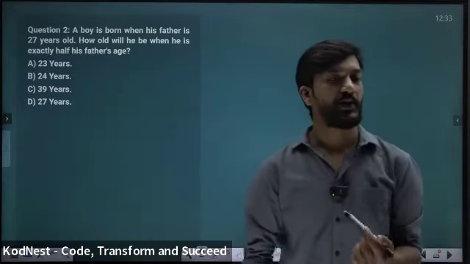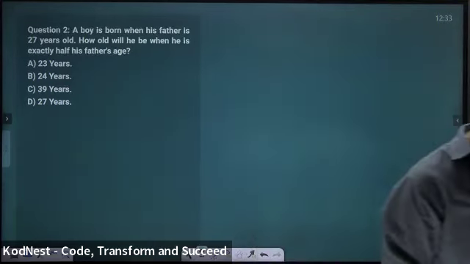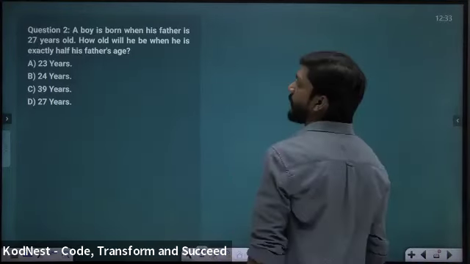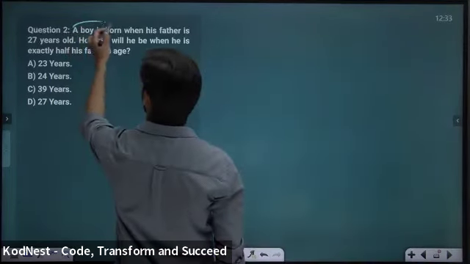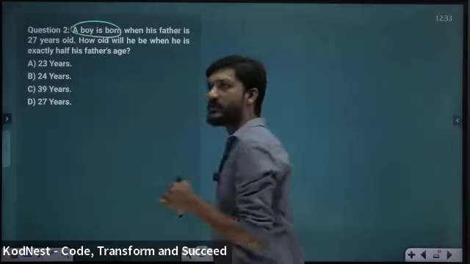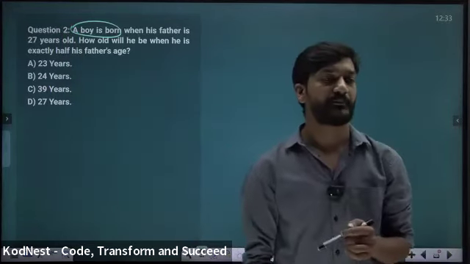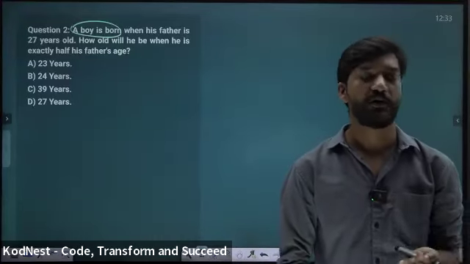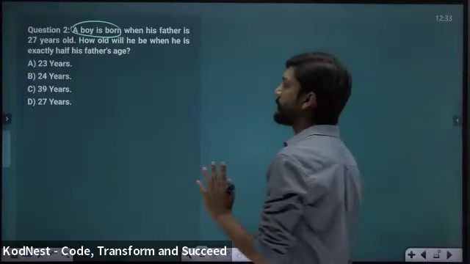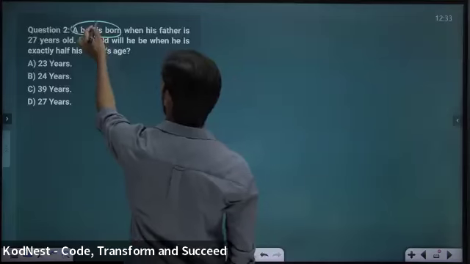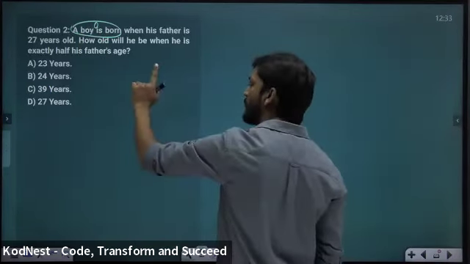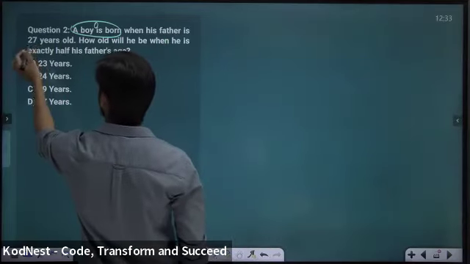All right. 27 is correct. A boy is born. What is the age of a person when he is born? What should I take as the age of a person who is born? 0. Okay. So a boy is born. So boy was 0. And at that time, the father was 27.